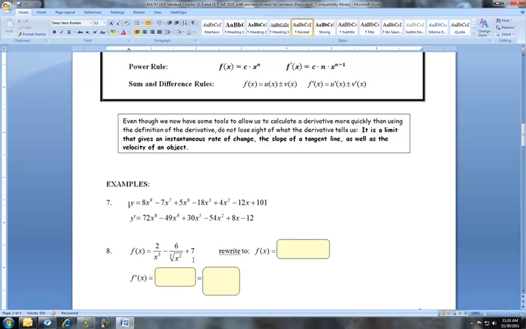Now, usually the biggest issue I have with people in this chapter is this piece right here. You've got to know how to get it in the correct form. So the first thing you have to do is rewrite. So see if you can rewrite it. So pause me. I'm going to move the x to the 3rd up, so I'd have 2x to the negative 3 minus 6 times x to the negative 2/3 plus 7.